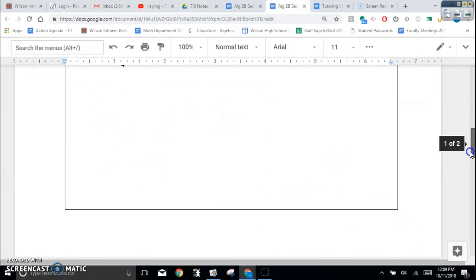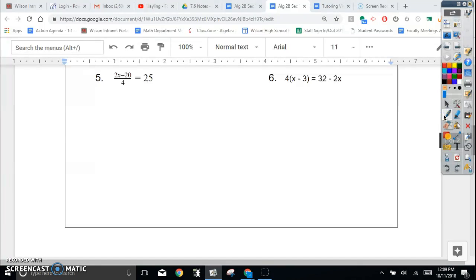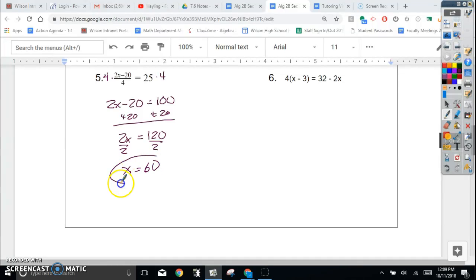So let's go ahead and look at 5 and 6. Starting in 5, I'm going to get rid of the fraction first by multiplying the denominator out. That leaves me with 2x minus 20 equals 100. Looks like I'm going to add 20 over. 2x is equal to 120. Divide by 2. x is equal to 60. Just to check it to make sure it works, I'm going to put 60 in here. 2 times 60 is 120. 120 minus 20 is 100. And then if I divide by 4, that would be 25 equals 25.